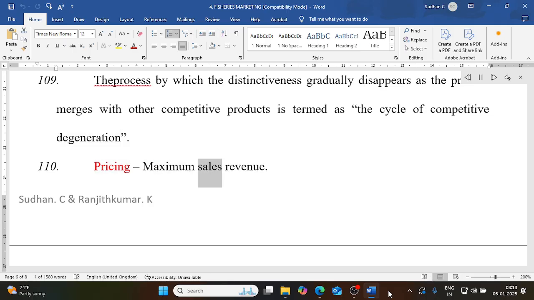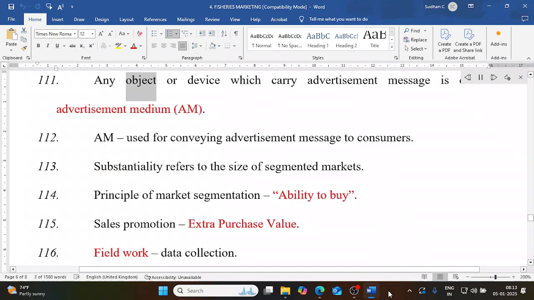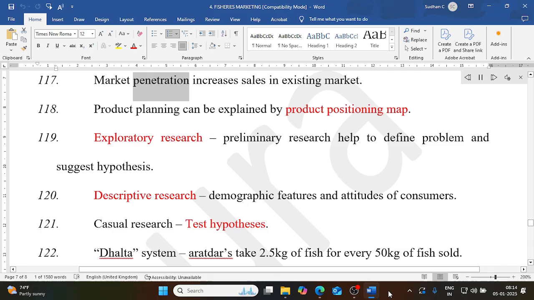Pricing, maximum sales revenue. Any object or device which carries an advertisement message is called an advertisement medium, AM. AM is used for conveying advertisement messages to consumers. Substantiality refers to the size of segmented markets. Principle of market segmentation, ability to buy. Sales promotion, extra purchase value. Field work, data collection. Market penetration increases sales in existing market.